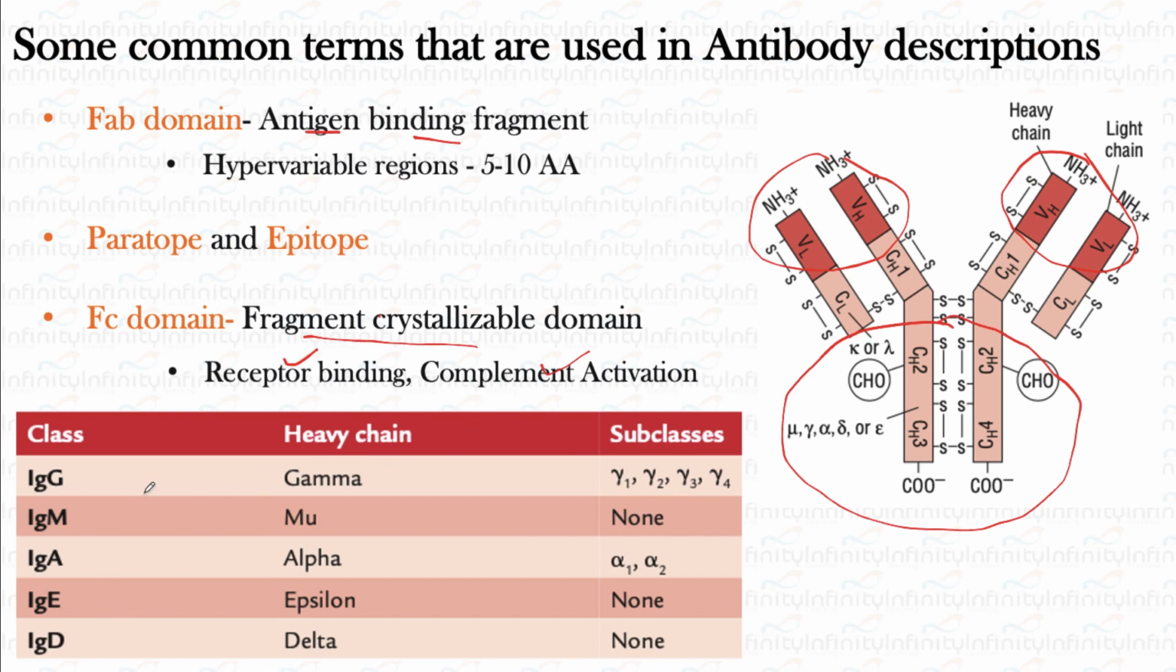Now, IgG is the most varied antibody, having 4 subclasses, as we'll see as we move on. Whereas IgA has 2 subclasses, but the others do not have any further subclasses.